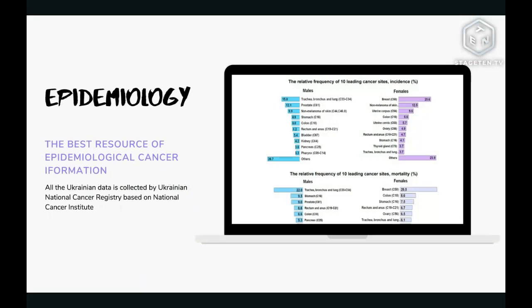So you may see high incidence rates for females in breast cancer, uterine cancer, colon cancer, ovarian cancer. For males, it's prostate, stomach, colon, rectum, and anus cancers. And this data enables the government to plan budgets and to distribute specialists, to see which need is greater and which requires more attention.